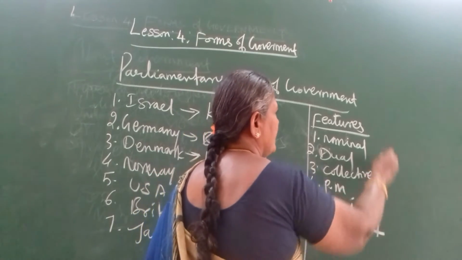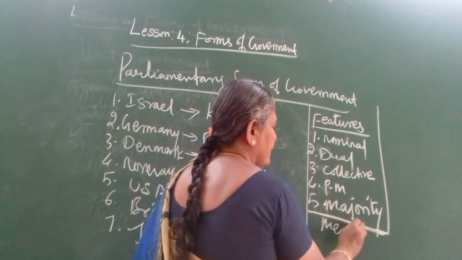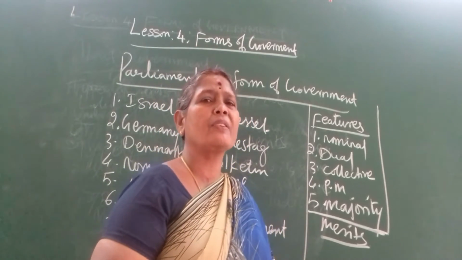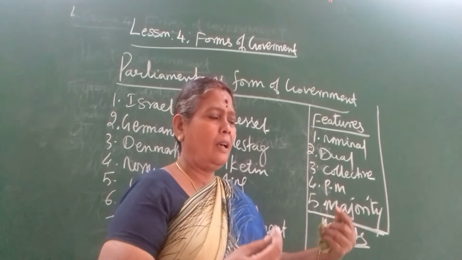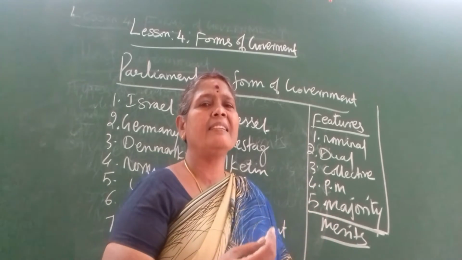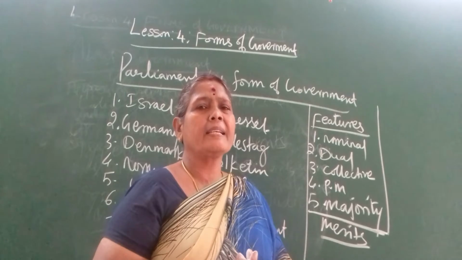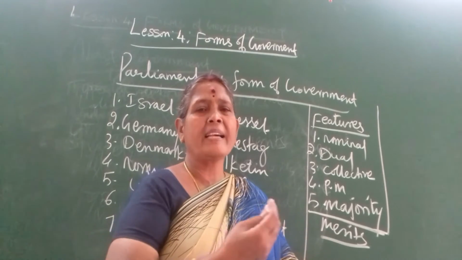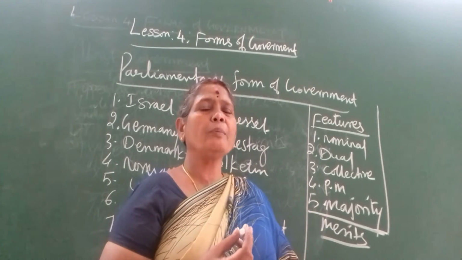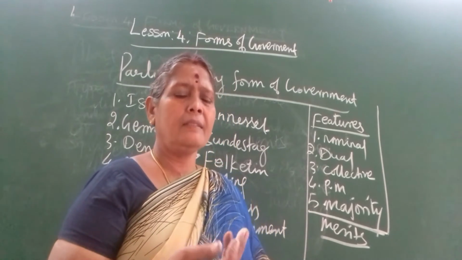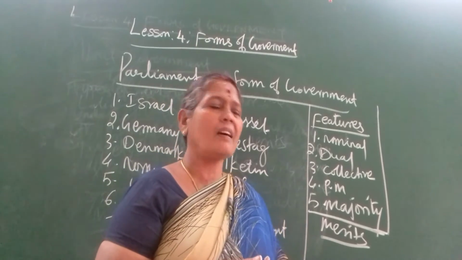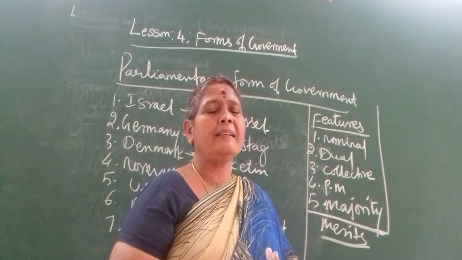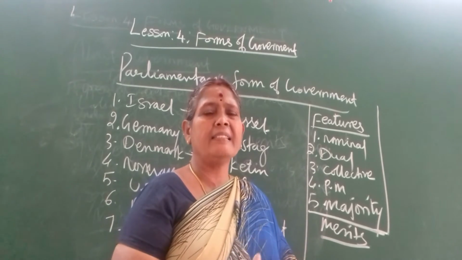Now, next we are seeing the merits, the advantages, of the parliamentary form of government. Number one, a harmonious relationship between the legislature and the executive. Why? Because both the executive and the legislature always coordinate in their functions. Here the executive means the president, vice president, prime minister, and cabinet ministers all together.